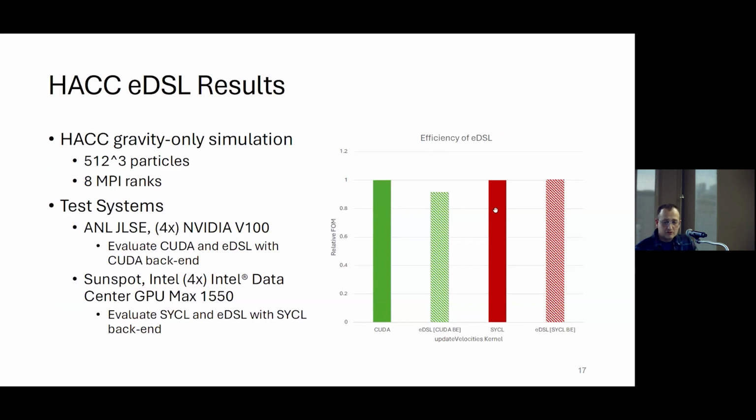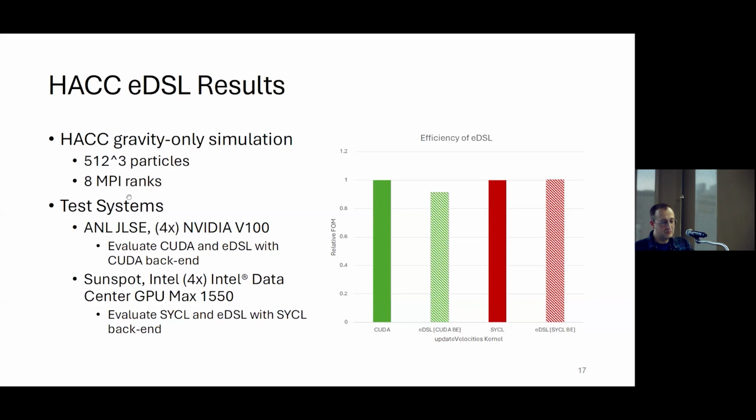So how much overhead, if any, would we see? Ideally with C++, there's zero cost abstraction using templates and inline functions. So how close could we get to that? And indeed, for CUDA and the basically EDSL version with the CUDA backend, we see a very small performance difference, and with SYCL, almost exact parity.